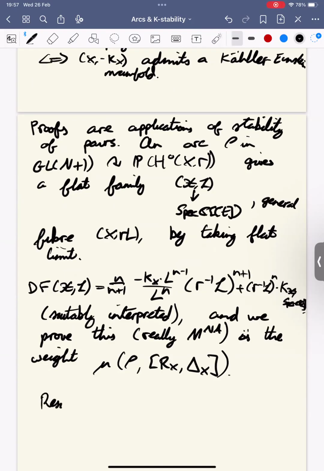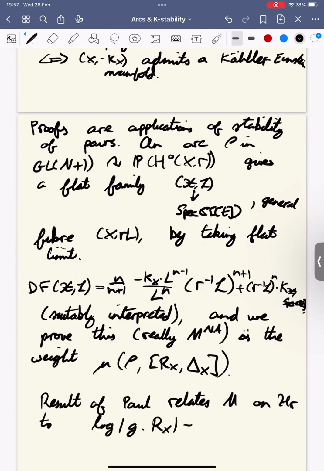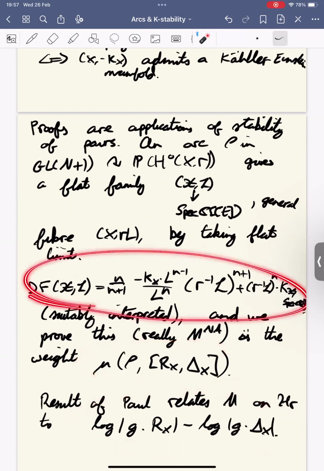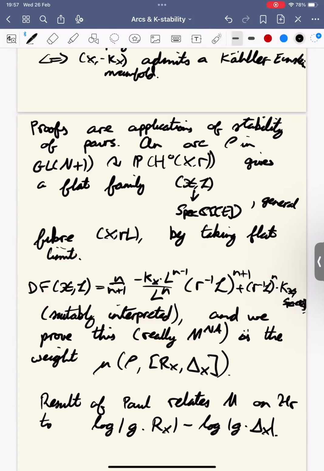Okay, and then the point is that a result of Paul, a kind of famous important result of Paul, relates the Mabuchi functional on the space of Bergman metrics to the log of the norm of G dot Chow point minus log of norm of G dot discriminant point. So we get a relationship between boundedness of this functional and non-negativity of this weight, so in particular non-negativity of this number, which is the Donaldson-Futaki invariant, for these geometrizations of arcs, which are flat families over spec of C power series. So anyway, those are the ingredients that are involved.